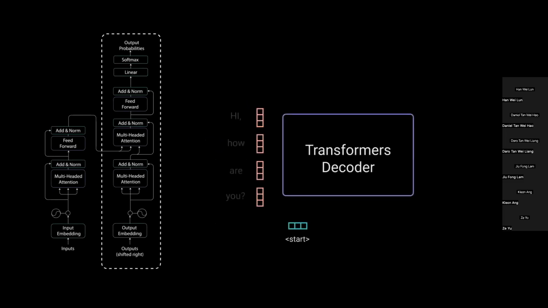The decoder is auto-regressive. It takes in the list of previous outputs as inputs, as well as the encoder outputs that contain the attention information from the input. The decoder stops decoding when it generates an end token as an output. Let's walk through the decoding steps.